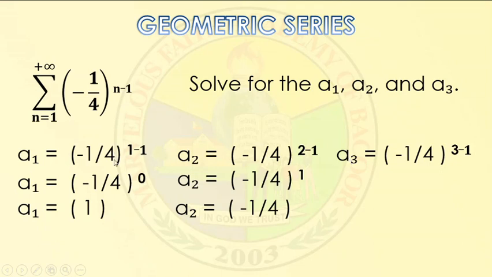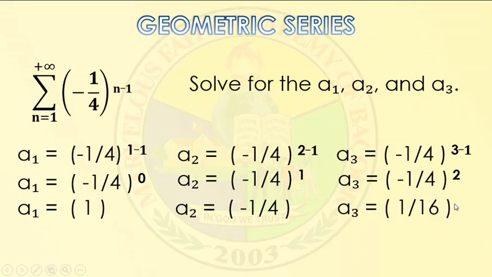Kasi nasa third term na tayo. Okay, dito kanina, nasa first term tayo kaya 1. Dito, second term kaya 2. Ngayon naman, nasa third term kaya 3. Okay, then next subtract natin. 3 minus 1, the answer is 2. And negative 1/4 squared, the answer is positive 1/16. Okay? So, nakuha na natin yung value ng first term equals to 1. Yung value ng second term equals to negative 1/4. At yung value ng third term natin ay 1/16.